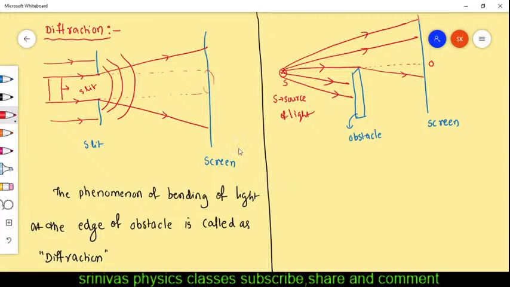Some brightness occurs below the O. This is the bending of light, where the light ray bends at the edge of the obstacle. This bending phenomenon is called diffraction.